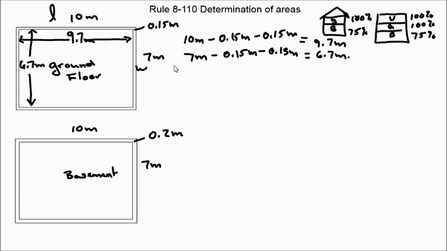So now we have our inside dimensions, and we know that area equals length times width. So we have 9.7 meters times 6.7 meters. And that will give us an area equal to 64.99 meters squared. Remember, meters times meters gives you meters squared. And we're going to take 100% of that.